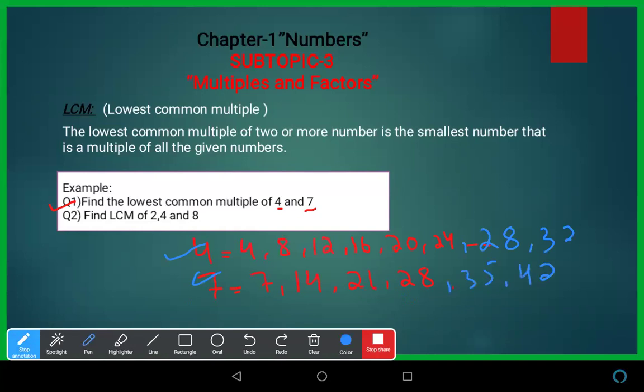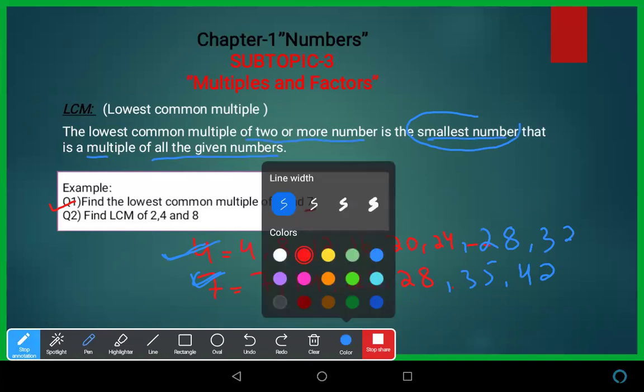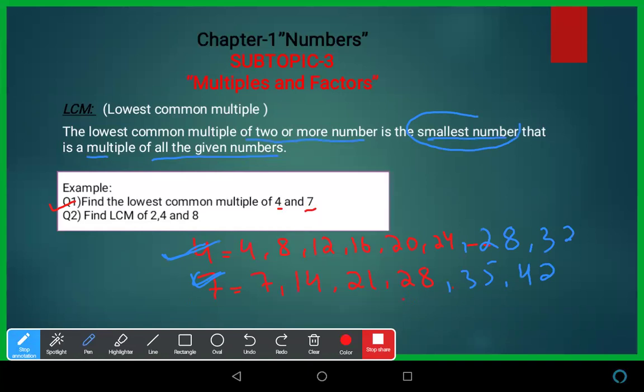Now move toward the definition. The lowest common multiple of two or more numbers is the smallest number that is a multiple of all the given numbers. We have two given numbers, 4 and 7. The smallest number which both have in common is 28. So the LCM of these numbers is 28.